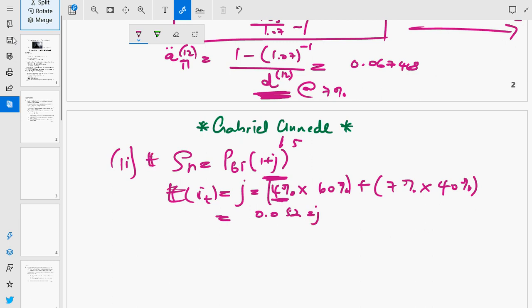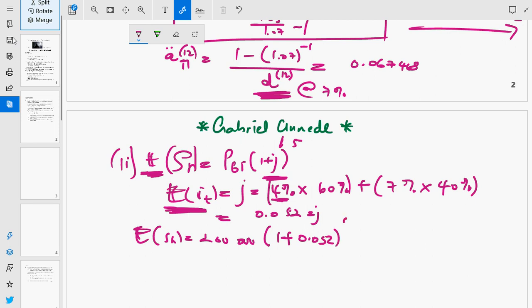I'm sorry, you're supposed to put your E here to indicate it is your expected value. So your expected value of Sn is given by your principal amount, which is £200,000 into 1 plus your expected interest rate, which is 0.052, all raised to the power 5.